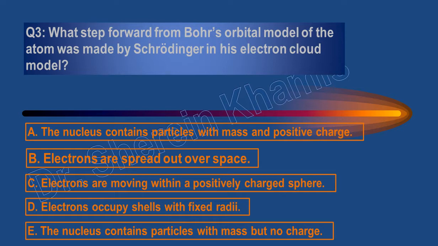Okay, we have electrons occupy shells. This means electrons are not in a definite shell at this moment, as proved by Schrödinger. Bohr only says that they occupy energy levels with quantized energy, not fixed shells. So according to Schrödinger, he proved that electrons are spread out over space. Okay, let's go to question number 4.